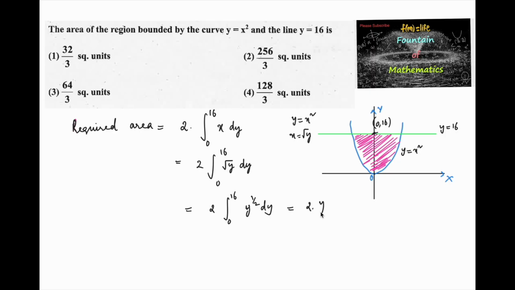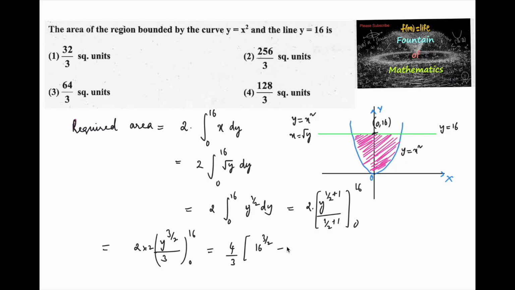which is equal to 2 times y^(1/2 + 1) divided by (1/2 + 1) over the limits 0 to 16. So we can write 2 times y^(3/2) divided by 3/2 over the limits 0 to 16. So we can write 4 upon 3 separately, and y, that is 16^(3/2) minus 0. So we can write 4/3 into 16, which is (4²)^(3/2), so 4/3 into 4³ value.